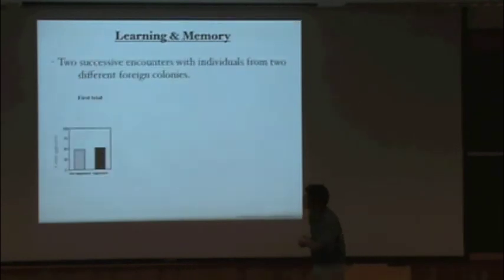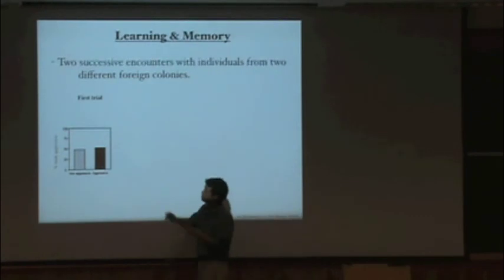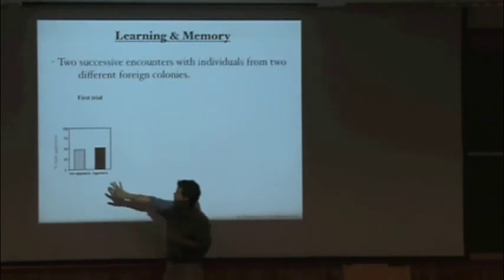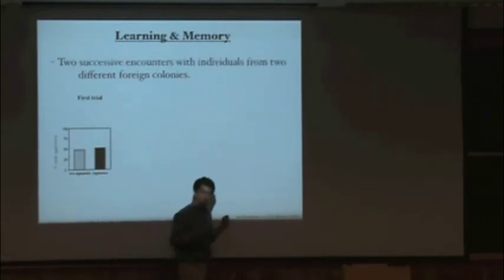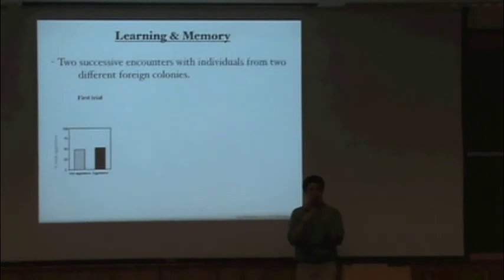And so here is what the data look like for a first trial. If you take ants from two different supercolonies and pair them together, about half of them attack right off the bat, and about half of them are non-aggressive, right? So we take two ants, we put them together, and when we replicate this lots of times, about half of them fight and half of them don't fight.